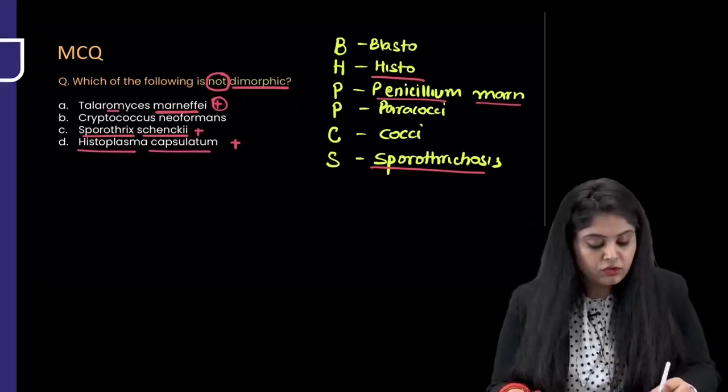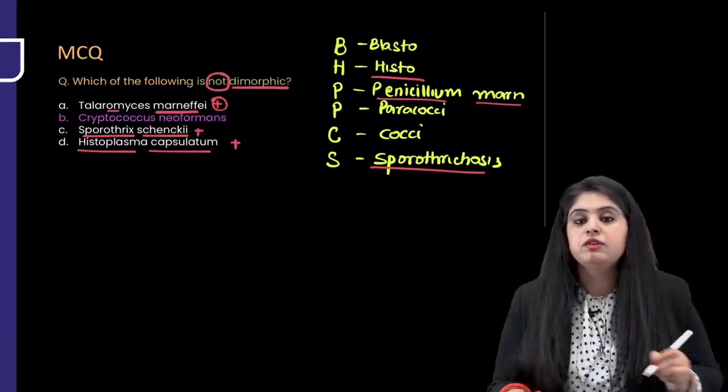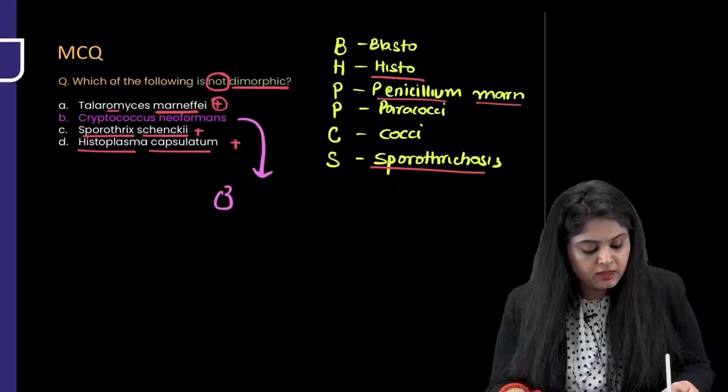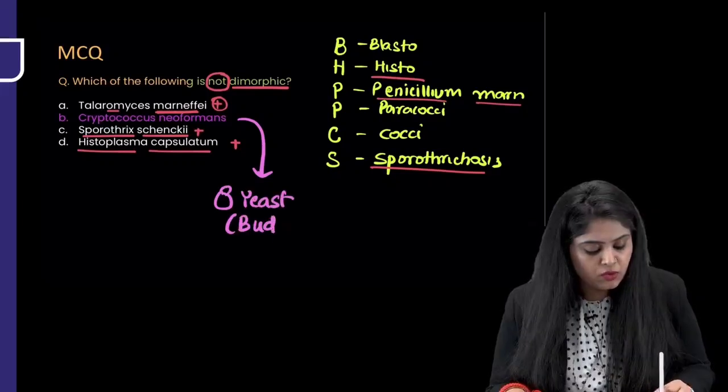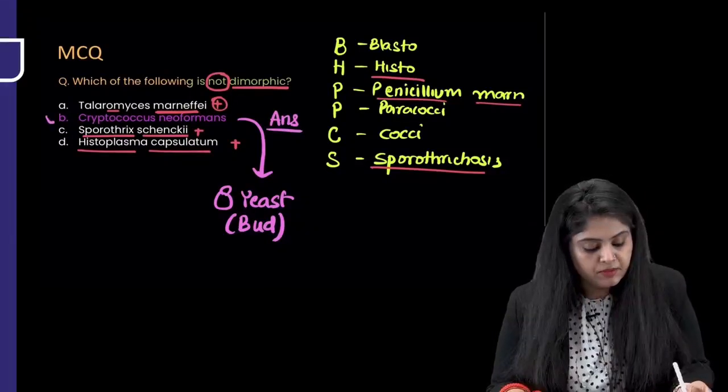So which of them is not dimorphic was the question, and not dimorphic is Cryptococcus neoformans, because I think everyone remembers Cryptococcus was the yeast form. When I say yeast form, it means Cryptococcus was the one that was showing me budding. So the answer over here is option B.